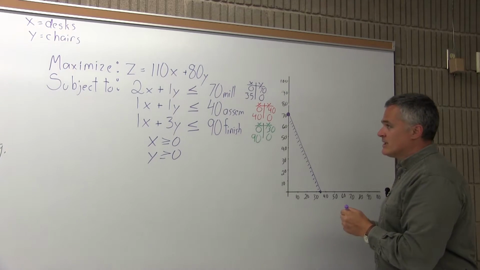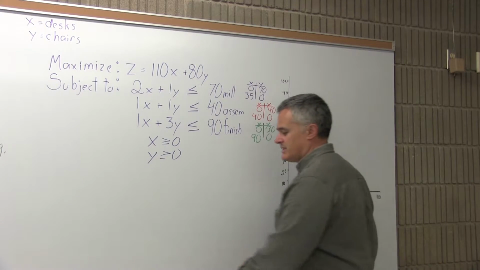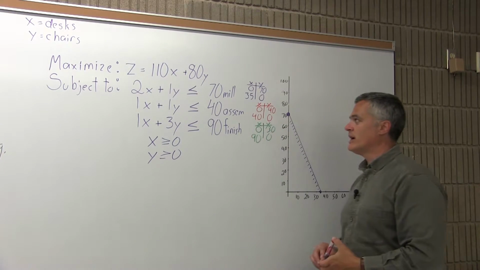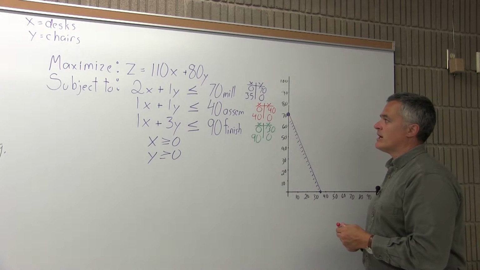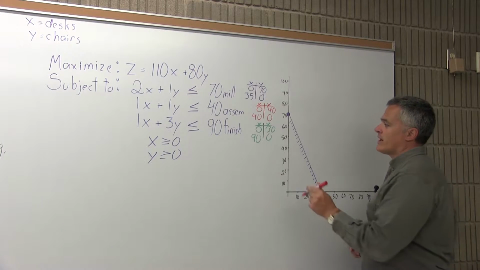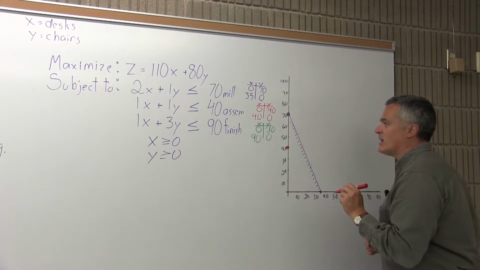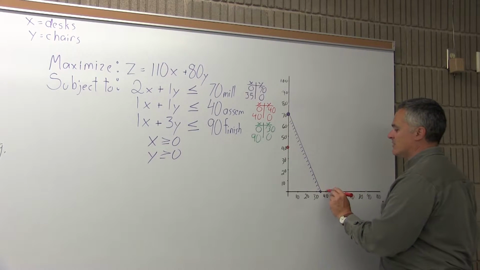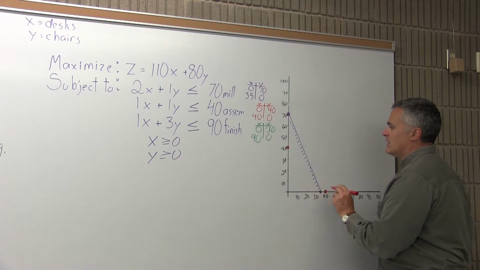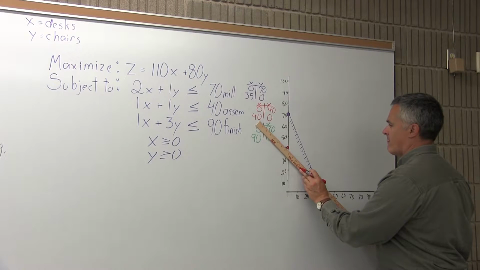Now, the next constraint down, 1x plus 1y is less than or equal to 40, was the assembly constraint. I started listing the parts of that in red. So let me put that on the graph in red. I'm going to put one red dot at over 0 up 40. And then I'll have a second red dot at over 40 up 0. And I will connect my two red dots with a red line.